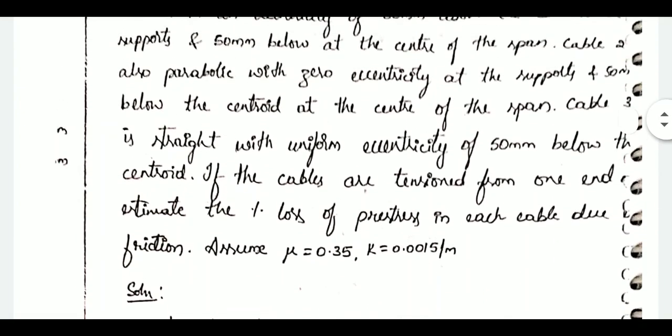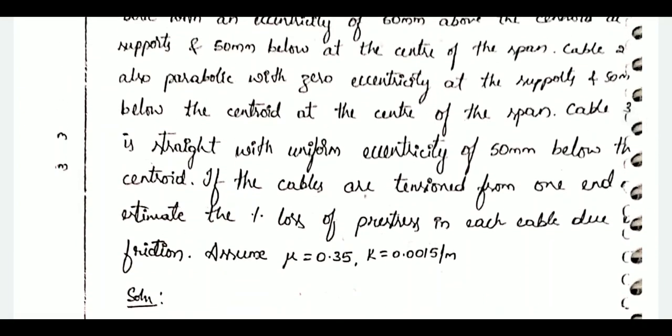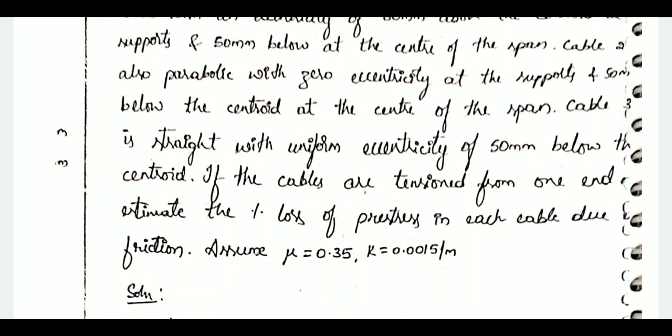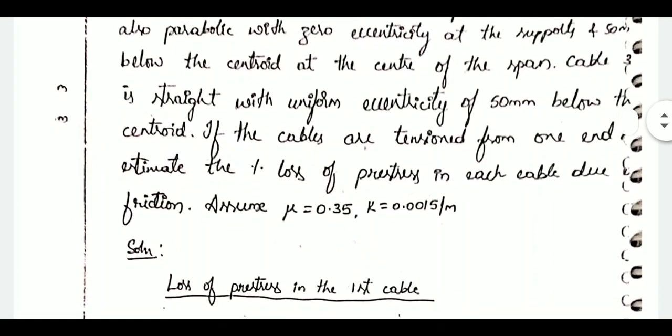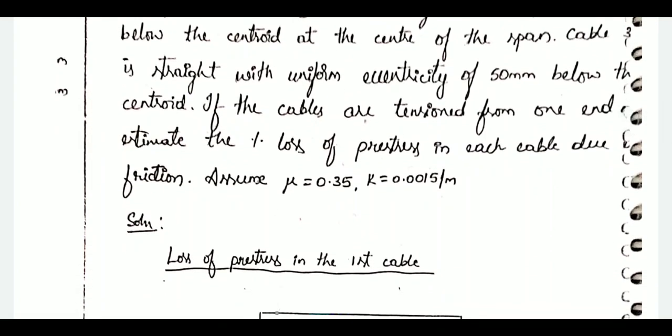Here you need to see the question. If the cables are tensioned from one end, that is, the total span is 10 meter, you are pulling from the 0 end; the cable is first fixed at the 10 meter end and from the 0 meter end you are pulling the cable. That is the condition. Here you need to find out only the loss due to friction.